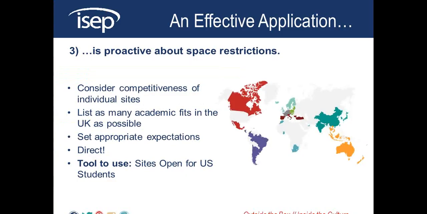Our third and final description of an effective application is that the application is proactive about space restrictions. I have a feeling that this is why many of you are here today. You know that exchange space tends to be limited in the UK, and you probably know that this is largely due to the demand for space from US and international students.